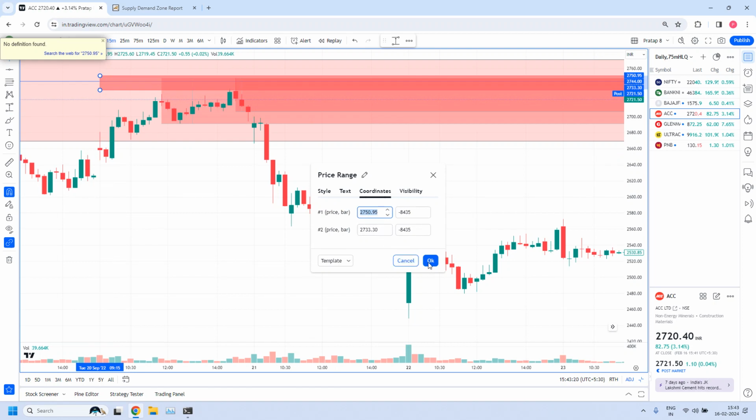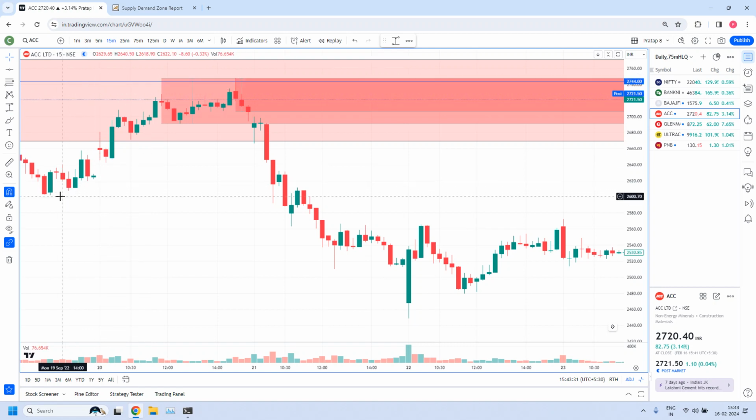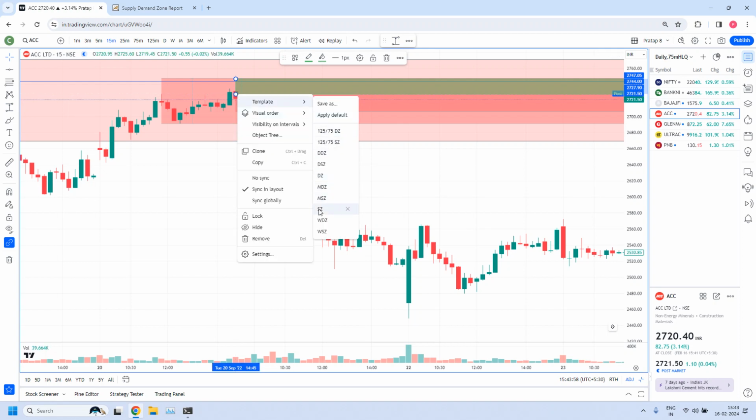2750.95. I added the coordinates. If you want to add coordinates manually, somewhere here you manually draw the zone like this. Let me delete. How to draw the zone if you know the coordinates, I will tell you. I am removing this magnet so that we can draw. I am selecting, and within this area I want to draw a zone. I simply drew a zone, and let me change the color to supply zone.